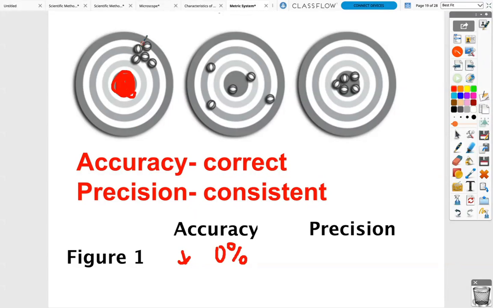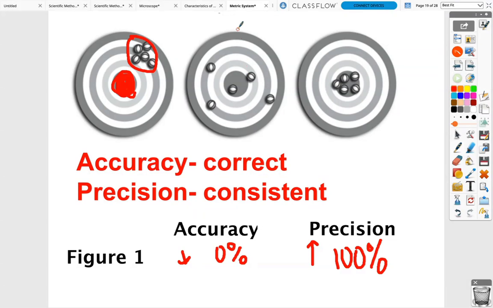However, all of their misses, if you'll look here, were in the same spot. If you look at the definition of precision, precision means consistent. So were they consistent in their misses? Yes, they're all in the same spot. So their precision is very high. I would say close to 100% on their precision for sure. And you don't necessarily have to do a percentage on these at all. It just really asks you to explain what their accuracy and precision is in all of these different figures.